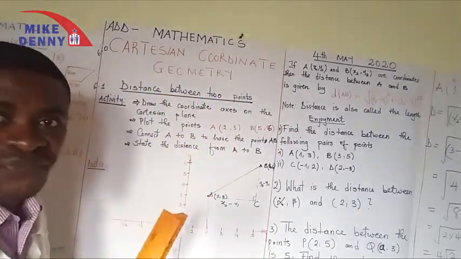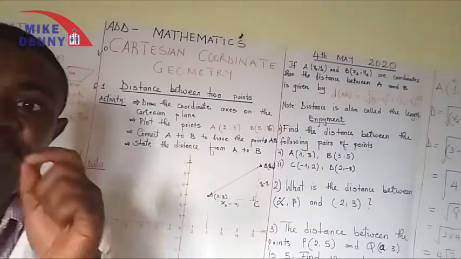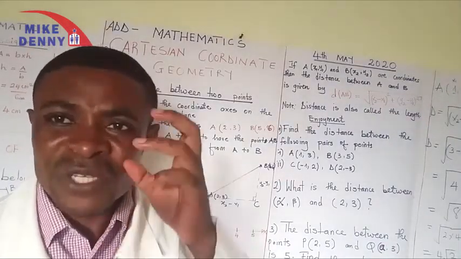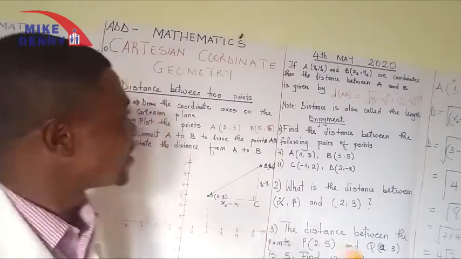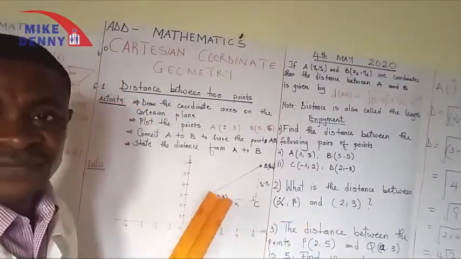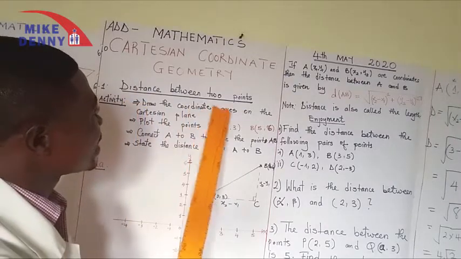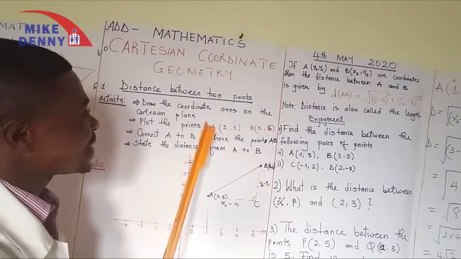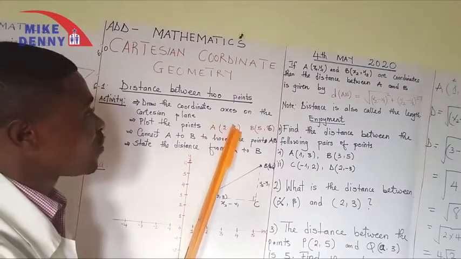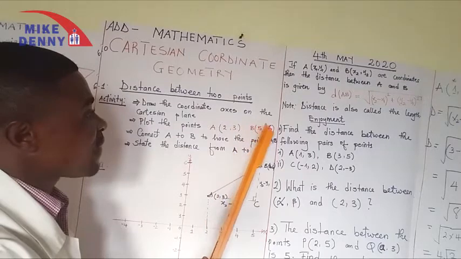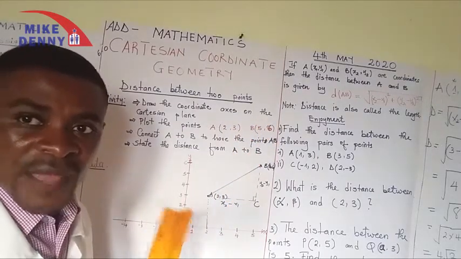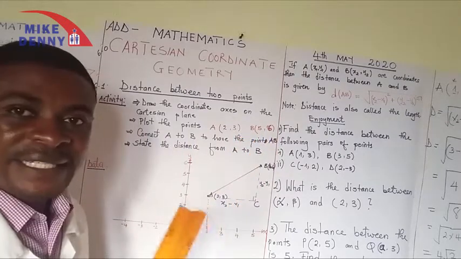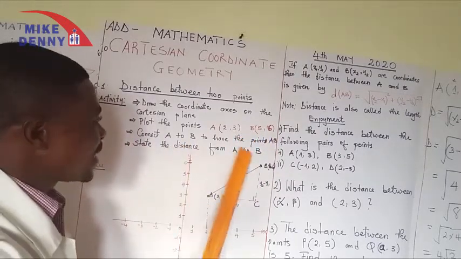With the distance between 2 points, we are going to start with an activity. We follow the activity well and work exactly as instructed. The first activity says: draw the coordinate axis on the Cartesian plane. Next, plot the points A with coordinates (2, 3) and B with coordinates (5, 6). Next, connect A to B to have the line AB. Next, state the distance from A to B.